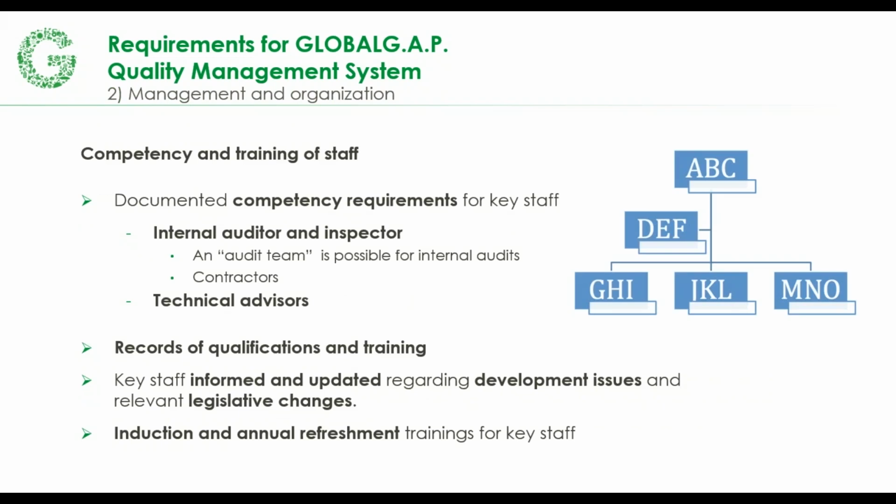Other things at the QMS level or group level would be the management and organization documented. So this would be making sure that internal staff, or the internal auditor and internal inspector, or the audit team is listed, as well as any technical advisors or contractors, for example, a farm labor contractor. There would also be documented competency requirements. So what do we expect from our internal auditor? What should their background be, etc. That probably could be copied and pasted from the actual rules, and then making sure that it's implemented.